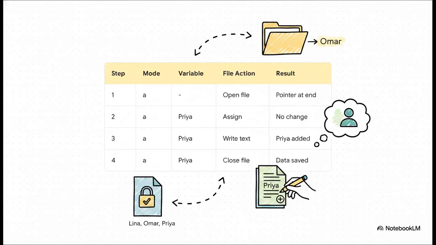Okay, let's break down the investigation step by step. Step 1, we open the file in append mode. Instantly, our invisible file pointer jumps straight to the very end, right past Omar's name. Step 2, we assign our variable to Priya. Now notice, there's no file change happening yet. This is just hanging out in temporary memory. Step 3 is where the magic happens. We execute the write command and Priya is officially stamped into the permanent text file. Finally, step 4, we close the file, locking the data safely away. The final tally? Lena, Omar, and Priya.